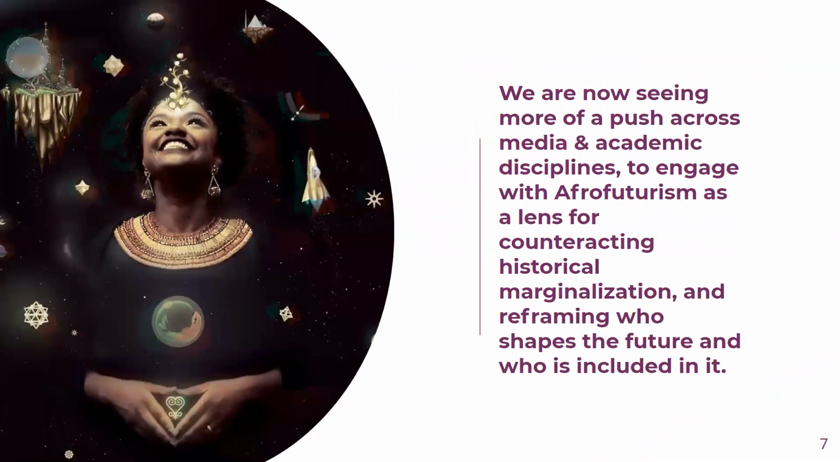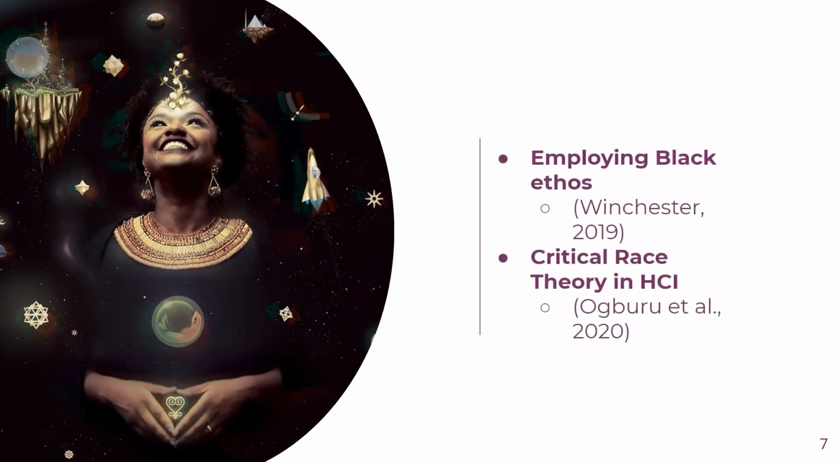We are now seeing more of a push across media and academic disciplines to engage with Afrofuturism as a lens for counteracting historical marginalization and reframing who shapes the future and who is included in it. Using Winchester's call to employ the Black ethos and Oburu's critical engagement with race, we explored how designers might use Afrofuturism as a lens in speculative design to reflect on who is seen and represented in design methods.